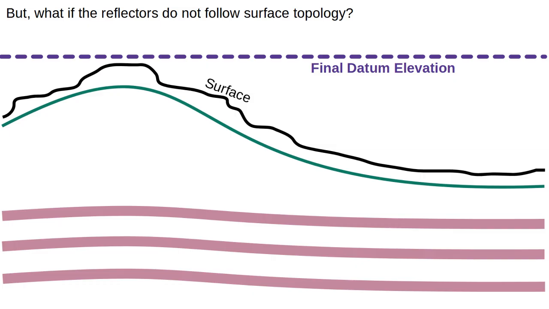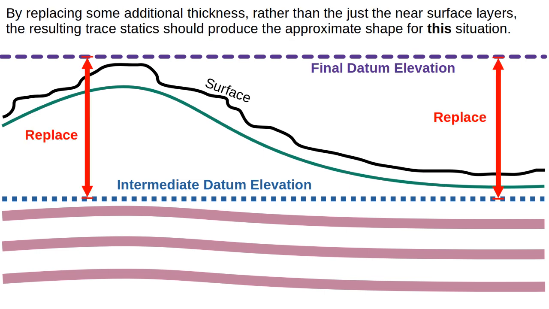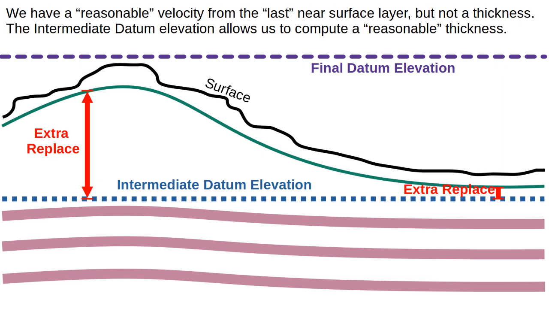But what if the reflectors do not follow surface topology? That's when it might be beneficial to use an intermediate datum, constant or varying. By replacing some additional thickness, rather than just the near surface layers, the resulting trace statics should produce the approximate shape for this situation. We have a reasonable velocity from the last near-surface layer, but not a thickness. The intermediate datum elevation allows us to compute a reasonable thickness.